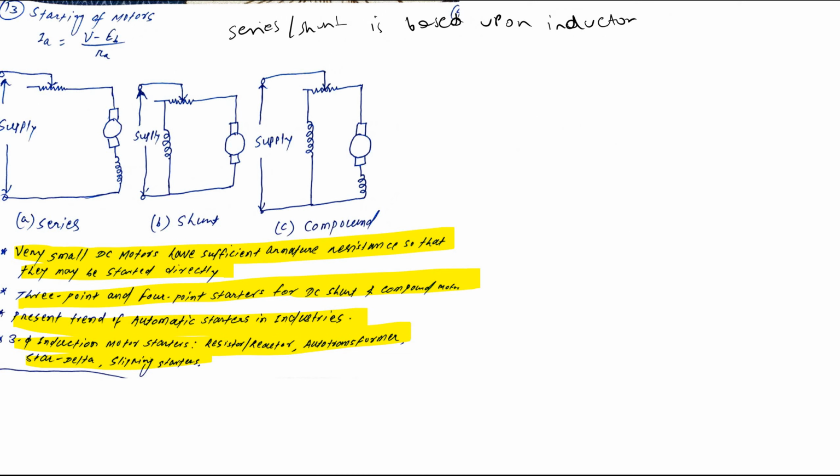So these are the diagrams for the motors. Like this is the series motor. One thing is sure, that the resistance is always going to be in series with the motor. In compound, both series and parallel inductors are there.